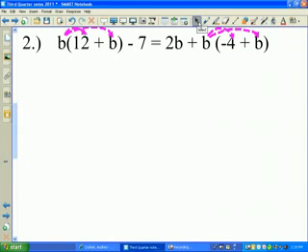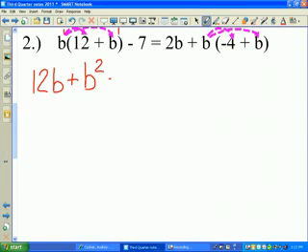And I'm just distributing the b's. I'm not distributing it to that negative 7 because that negative 7 is not inside that parenthesis. So now, let's do our multiplication. So b times 12 gives me 12b plus b times b gives me b squared, not 2b, b squared. Because remember, there's a 1 that is your exponent. And when we're multiplying, we are adding the exponents. That's why it's a b squared.